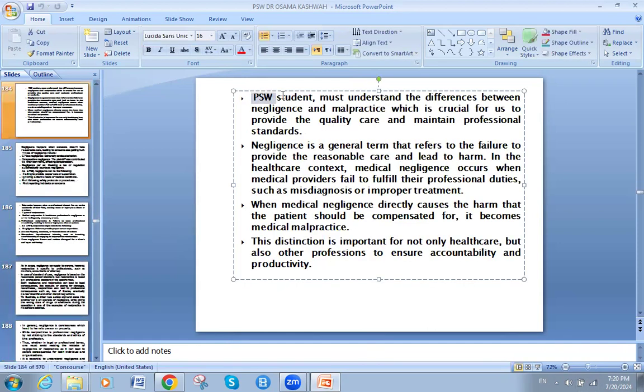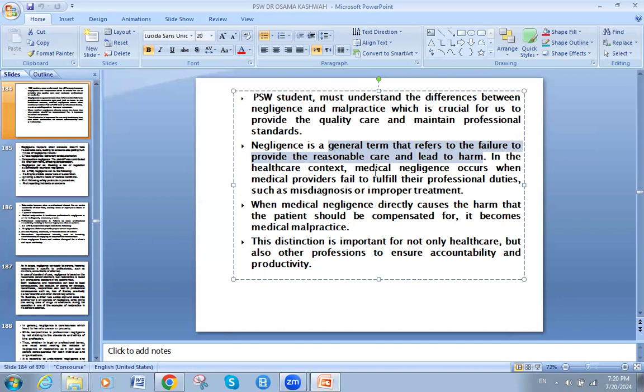So the PSW students must understand the differences between negligence and malpractice, which is crucial for us to provide care. So what is negligence? Negligence is a general term that refers to the failure to provide reasonable care and lead to harm. So I didn't give enough care, and that leads to harm to the patient. The patient is sick, the patient is not in a good situation, the patient is complaining, and so on.